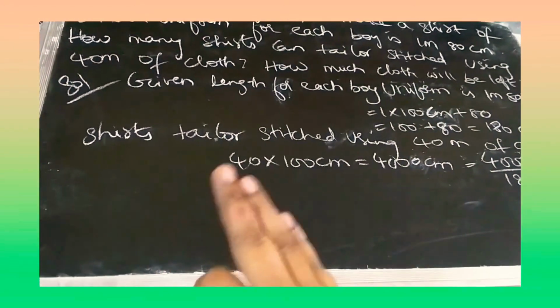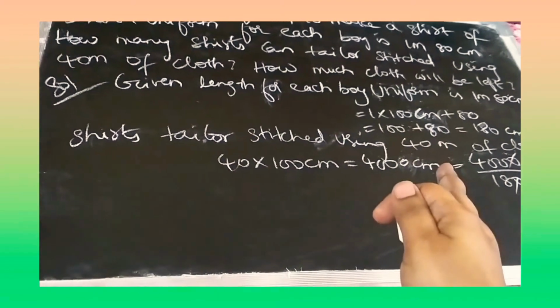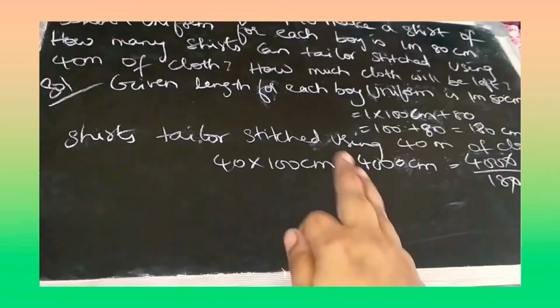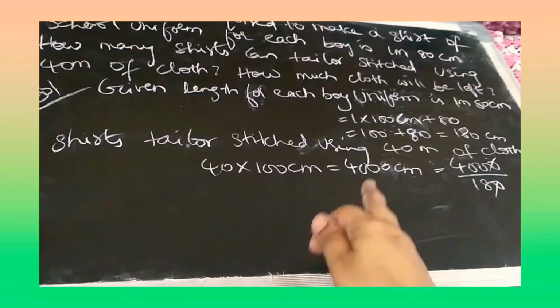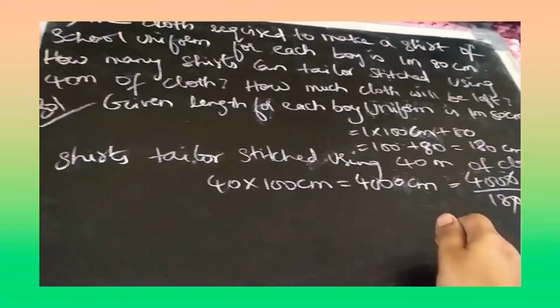Here the tailor is using 40 meters. Again you have to convert this meter into centimeter. 40 into 100 centimeters is 4000 centimeter. Now you have to take this 4000 and divide it by 180.